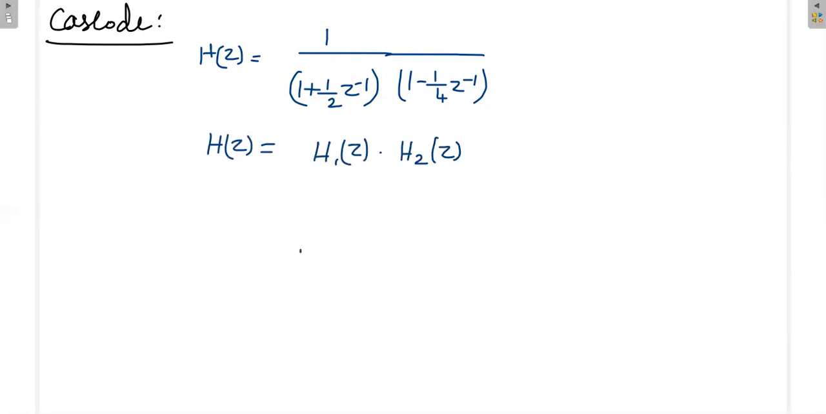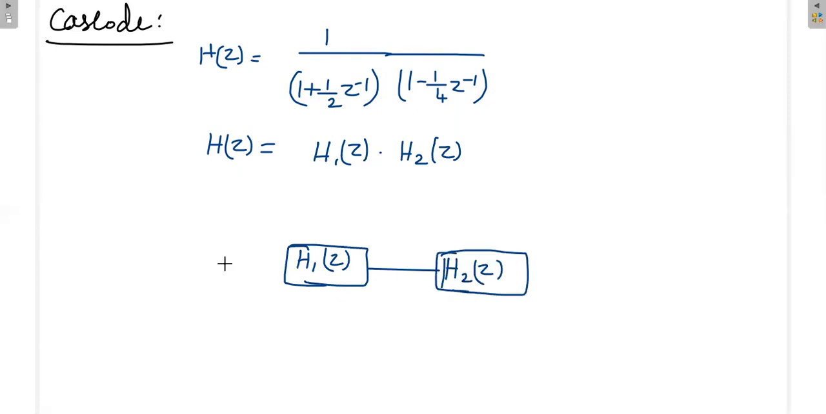That means we can split up the system. The overall system we can split up as two systems and then implement those systems separately, then you just connect those systems. Okay, so this is input X of z is out.